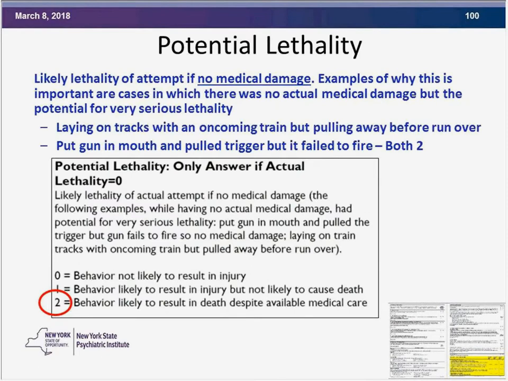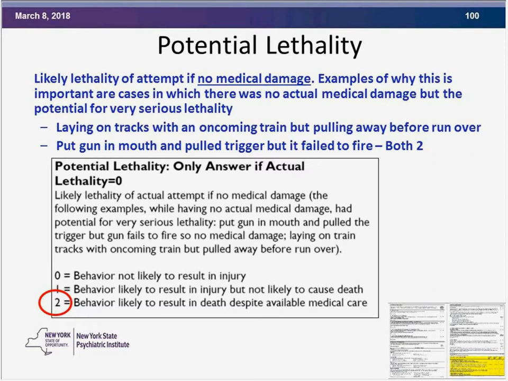And then the final question on the scale is on potential lethality. And that's there if there were any attempts where there was no medical damage at all. You have a place where you can mark that if they were likely to try that same behavior again, what is the likelihood of injury or death? And that's either a 0, 1, or 2, with 0 not likely to injure them next time, up to 2 likely to result in death.